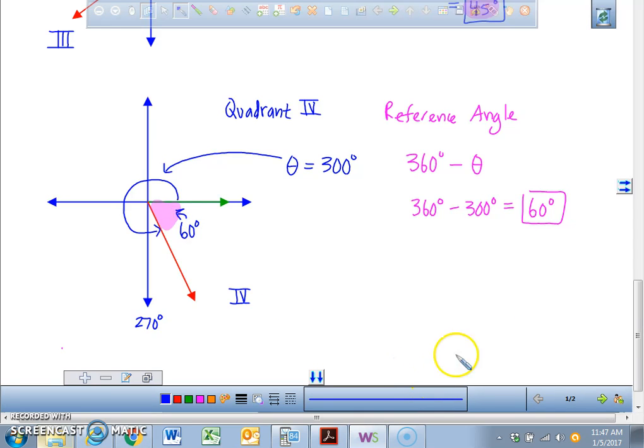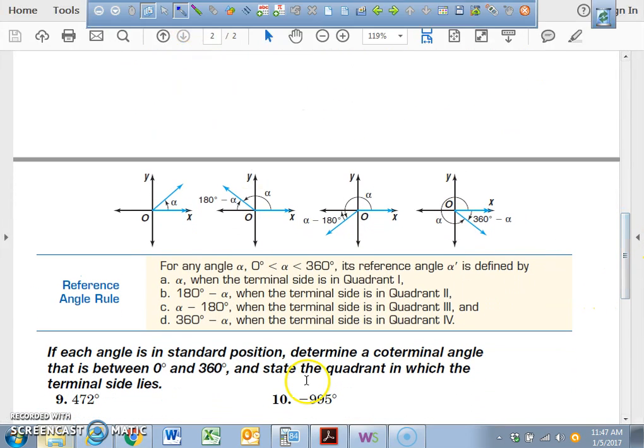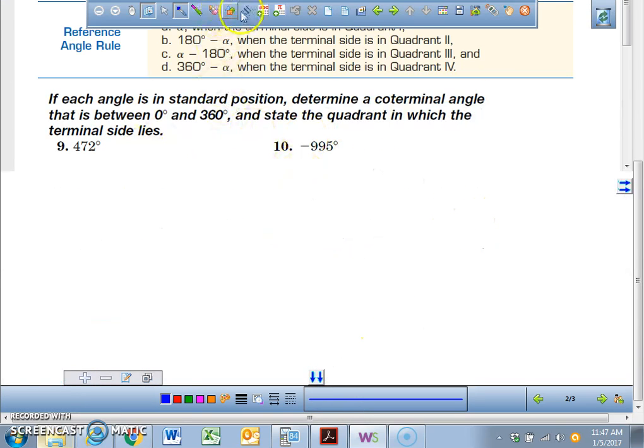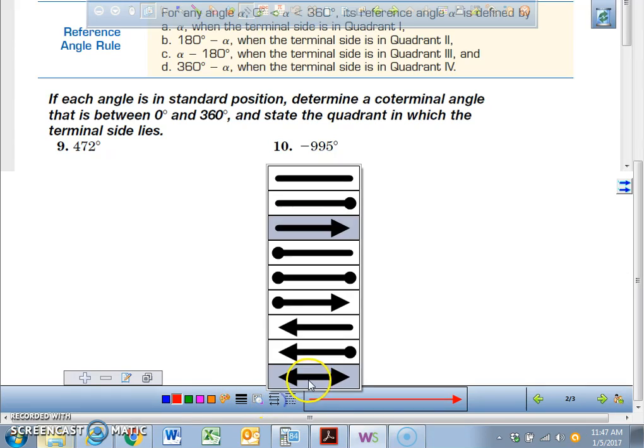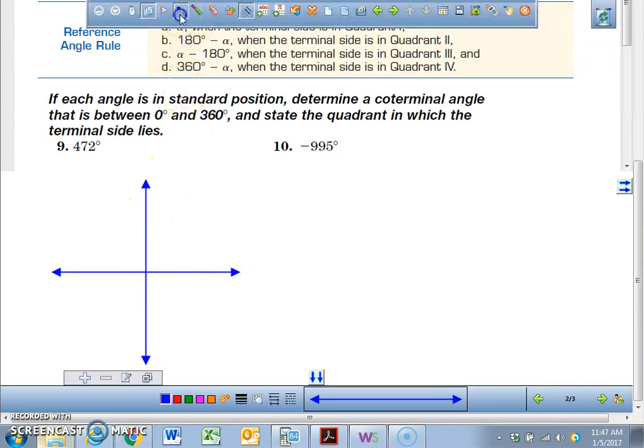Okay? What we're going to do now is go ahead and do problem number 9 together. So what I want you to do right now is make another Cartesian plane. I want you guys to visualize where does it begin and where does it end.